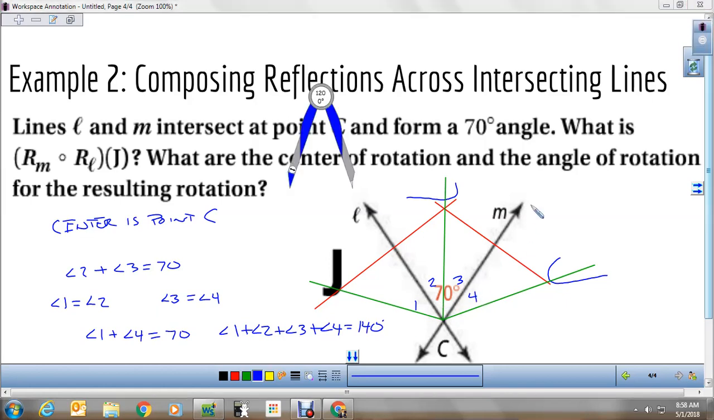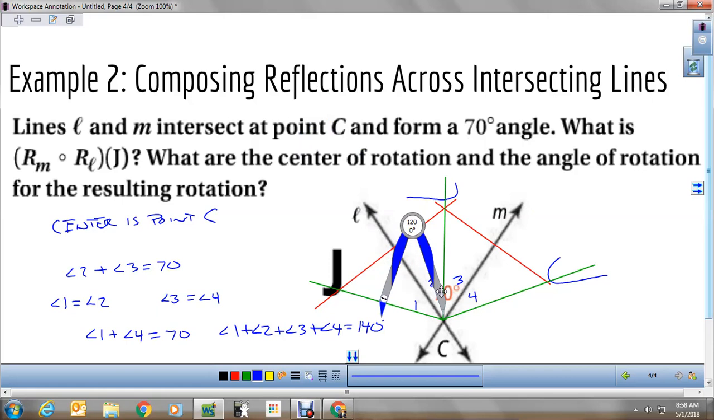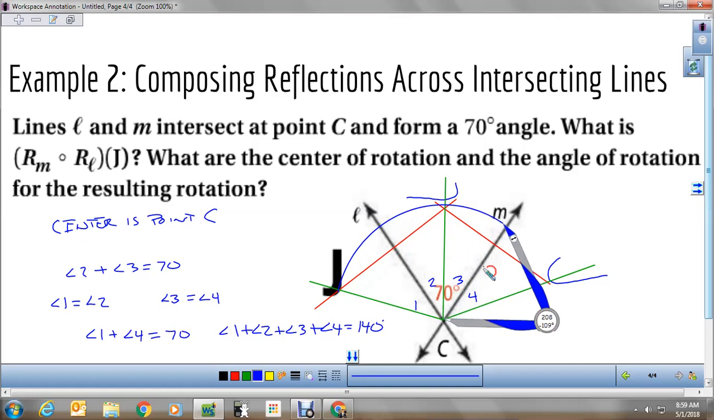So to help you see, it's a rotation. If we start here, now this is probably not exact because of the way I drew it, but it's a rotation as it goes all the way to this point over here. It's been rotated 140 degrees, and it's a 140-degree clockwise rotation.